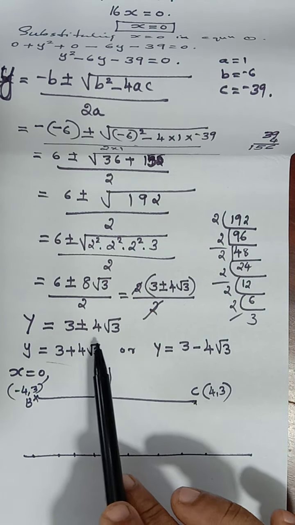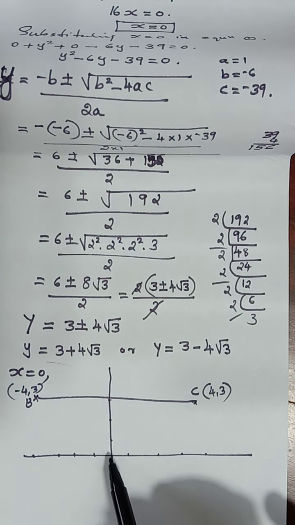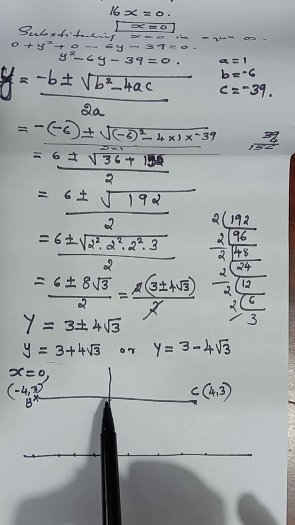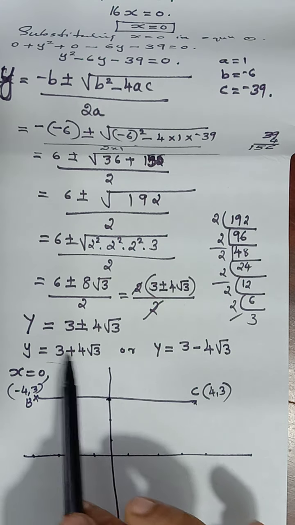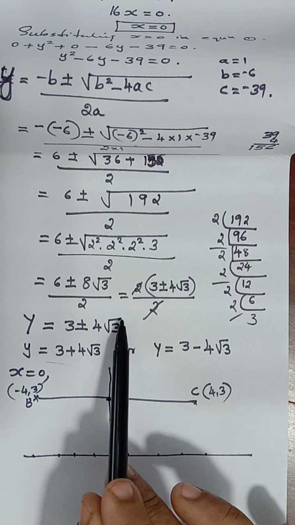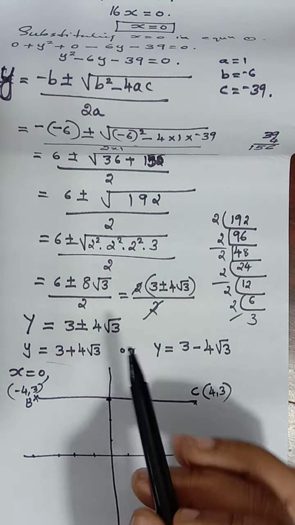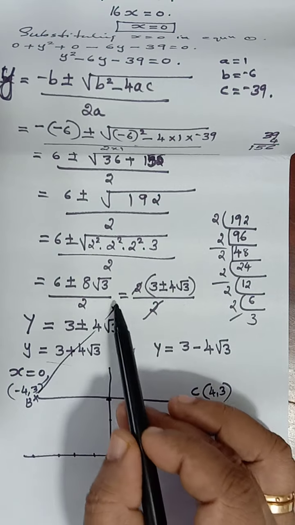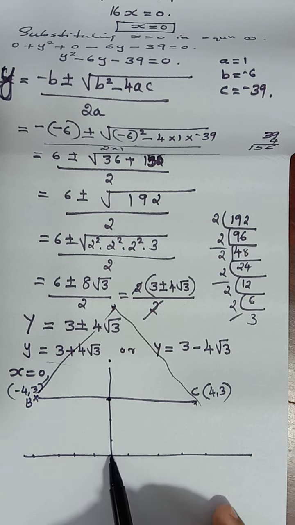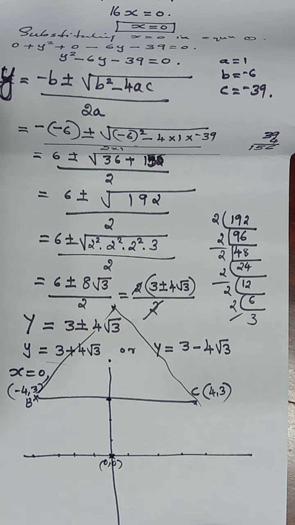If we take 3 plus 4 root 3, it will be a positive number. That means it will be on the upper part of the y-axis, beyond 3. Here it is 3, and it comes more than that, so it is in the upper part. There is no chance of getting the origin inside. If the point is somewhere on the upper part like this, you will not get the origin. Origin is 0, 0, and it should be inside the triangle.